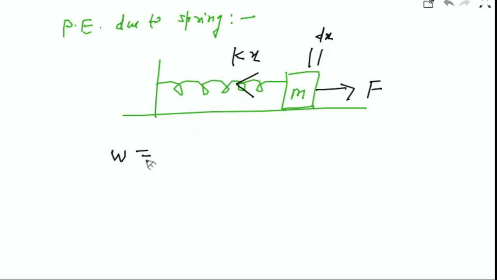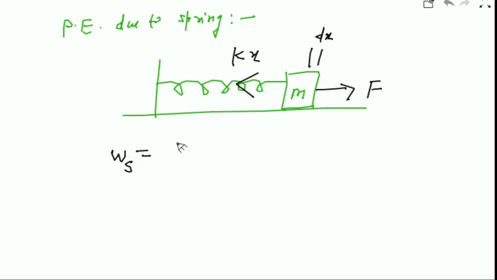What is the work done? The work done by the spring force is very important. The work done by the external force and the work done by the spring force are equal and opposite, so be careful about that. Now I am writing the work done by the spring here. The potential energy will be the negative of the work done by the spring, because the definition of potential energy is the work done by the external force. Okay, so be careful about this.